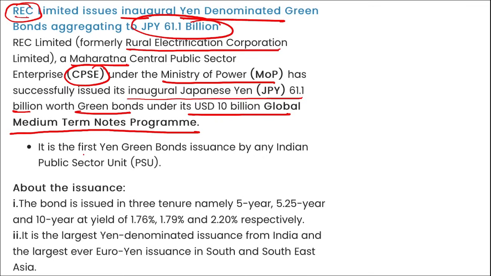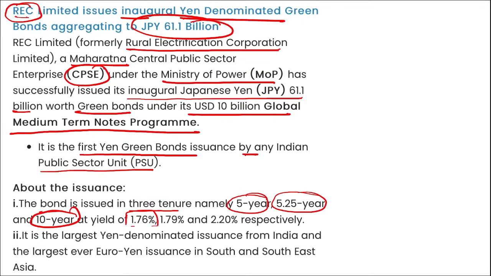This is the first Japanese yen green bond issued by any Indian public sector unit, and the bond is issued in 3 tenures, namely 5-year, 5.25 year and 10 year at a yield of 1.76%, 1.79% and 2.2% respectively. And this is the largest yen-denominated issuance from India and the largest ever euro yen issuance in South and Southeast Asia. How much amount? 61.1 billion Japanese yen.